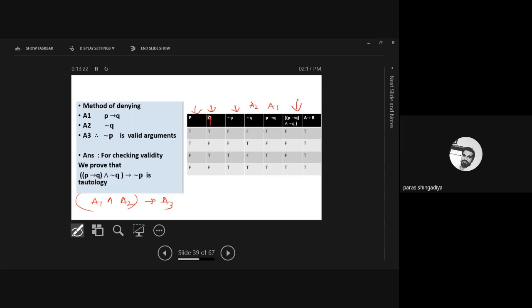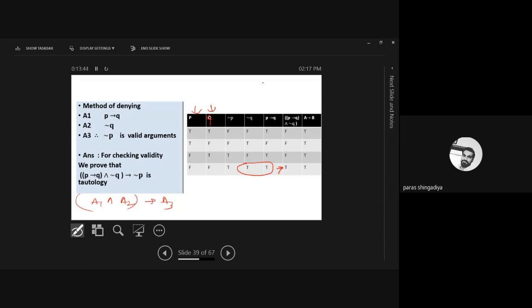P conditionally q will be F, T, T, T, and then with the AND operator, apply negation q. In the last row both are T, so it will be T here, and in all the remaining cases it is false. Clear? So that is the answer of the first bracket.